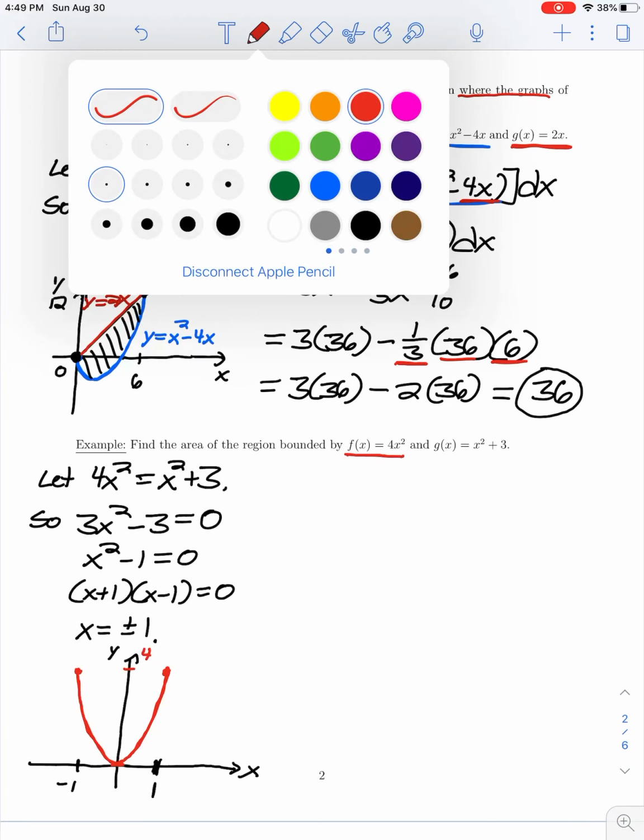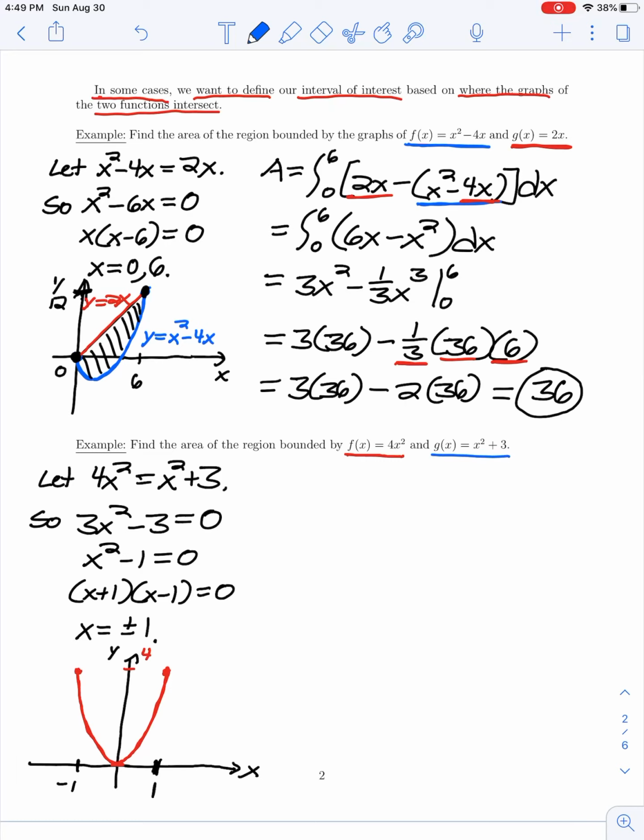Now our second function, g of x, is x squared plus 3, which again is the graph of a parabola opening upward, and that plus 3 term means that our y-intercept would be at 3. So we have a parabola opening upward. We know it has to pass through the 2 points of intersection that we found, plus or minus 1, 4. So here, labeling these, our lower curve is the 4x squared, and the upper curve is the x squared plus 3. So the region of interest would be the shaded region shown here.